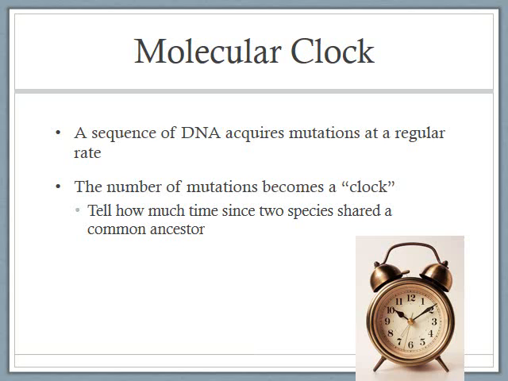The molecular clock. So this is the thought that DNA mutations are acquired at a regular rate. The number of mutations becomes this clock, and it can tell us how much time has passed since two species shared a common ancestor. Now, you might be thinking, mutations are taking place, and if a mutation is bad, then it's going to be detrimental to the organism, and that organism will not be able to share its DNA later down the line.